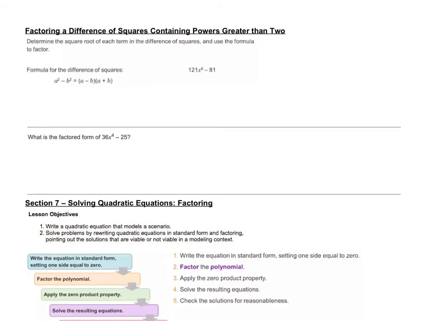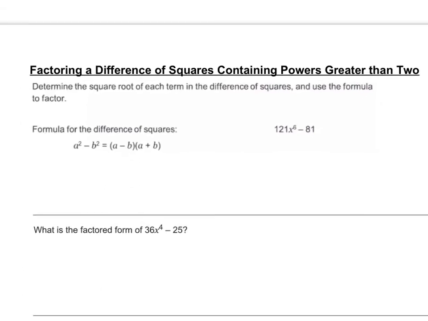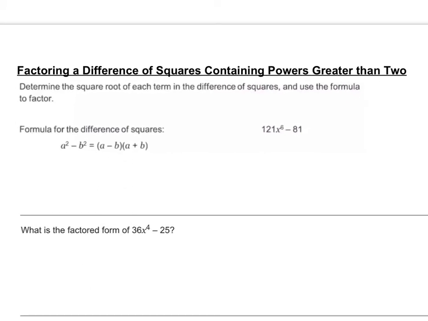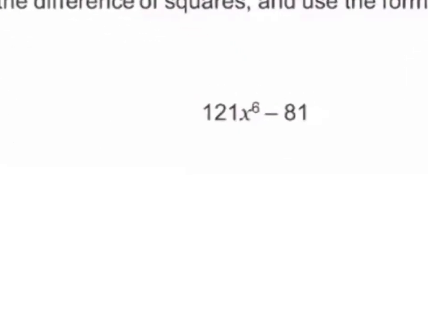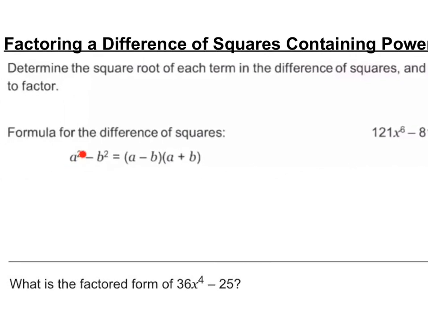And this process still does apply to factoring a difference of squares when you have powers that are greater than 2. So I do want to look at something like 121x to the 6 minus 81. This is factorable. It may not seem that way, but let's take a look at it. And what we know is the difference of squares formula: a squared minus b squared is going to give us a minus b times a plus b.